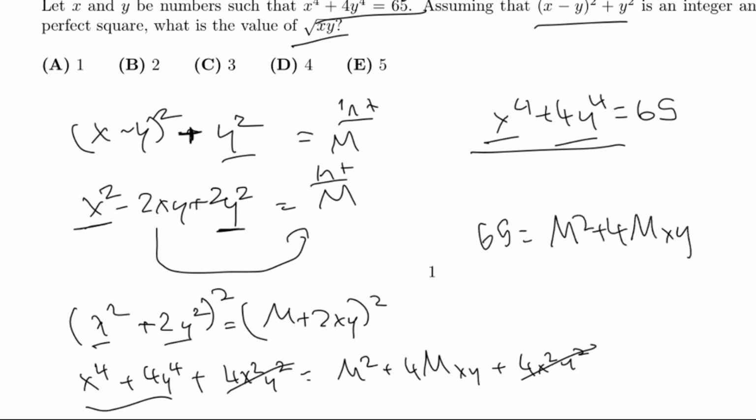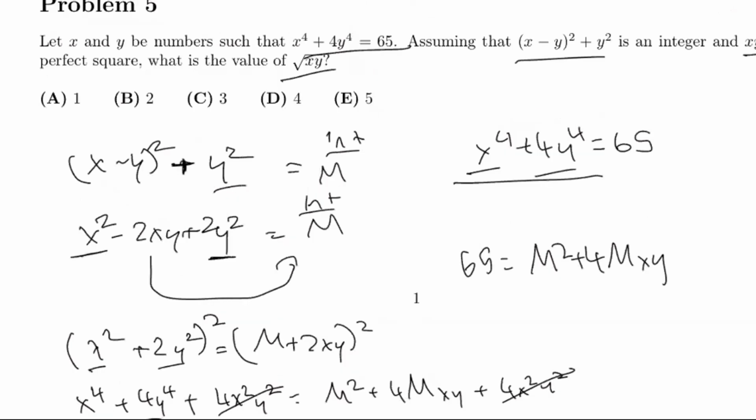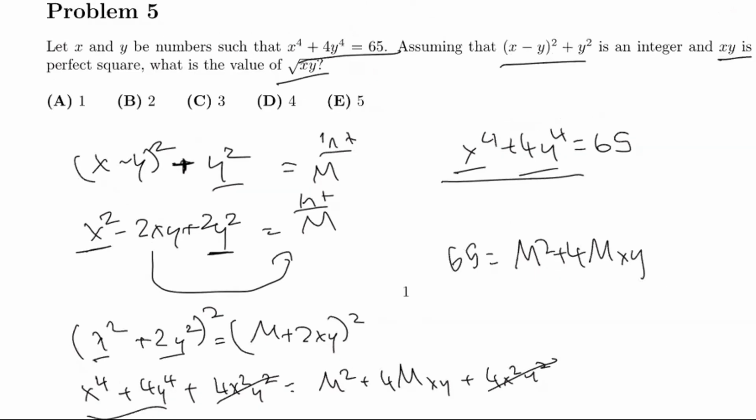And now we are told that xy is a perfect square. What is the value of square root of xy? We can just test some values, and if we test 1, we'll see that xy needs to be 16. And so our final answer is 4.